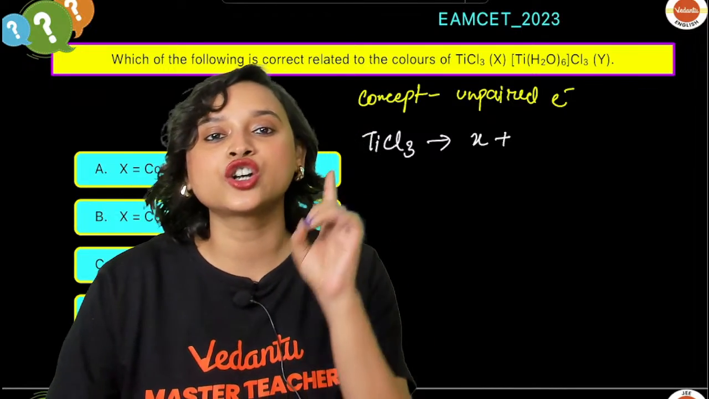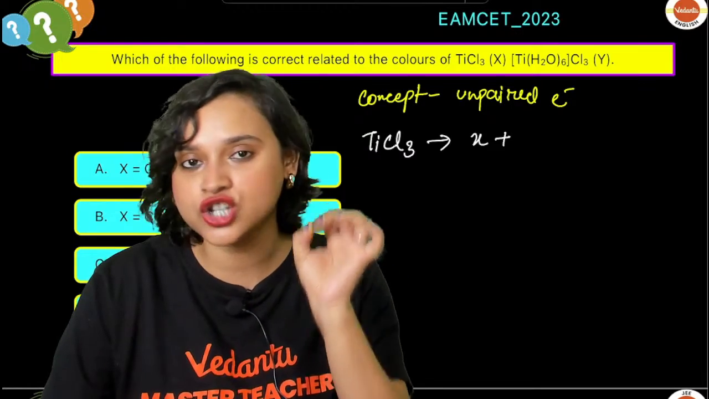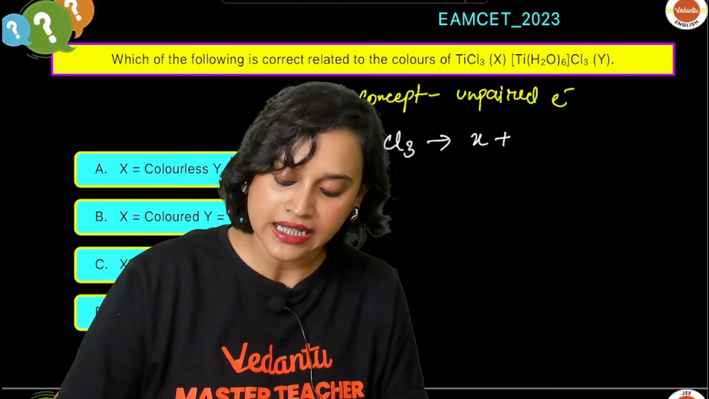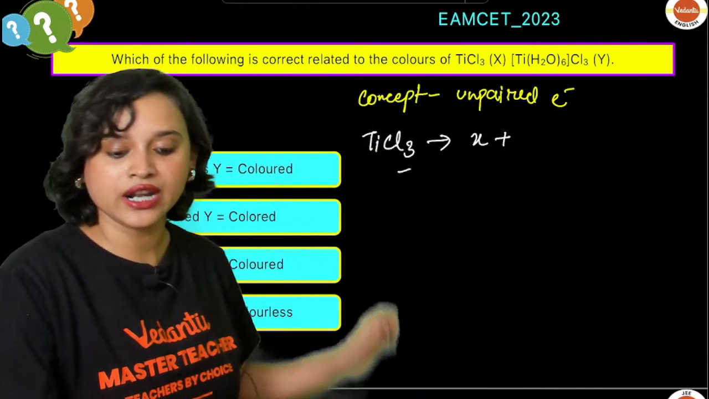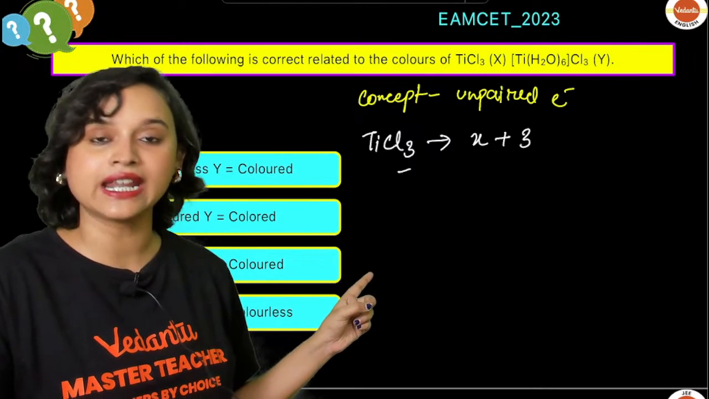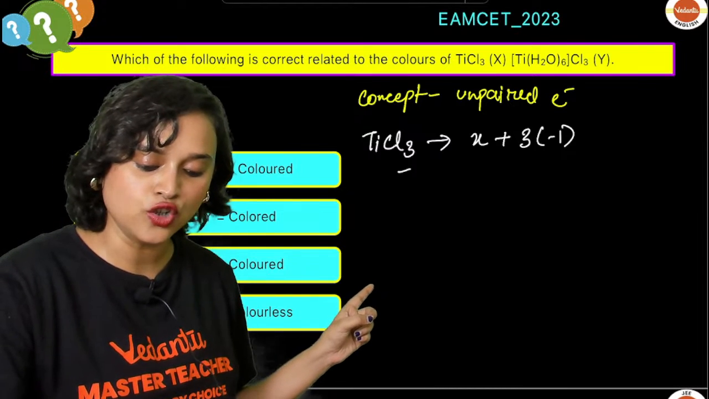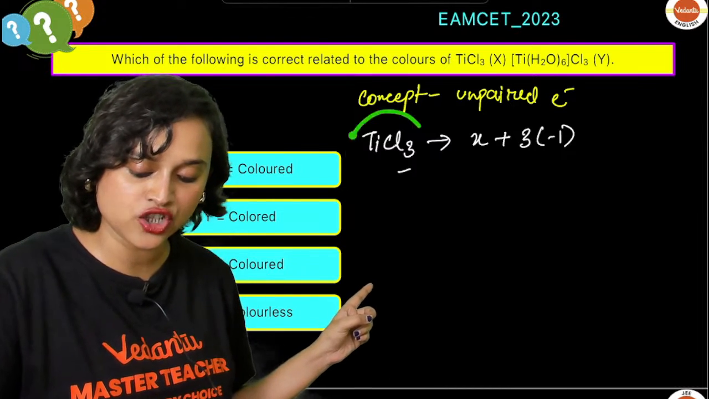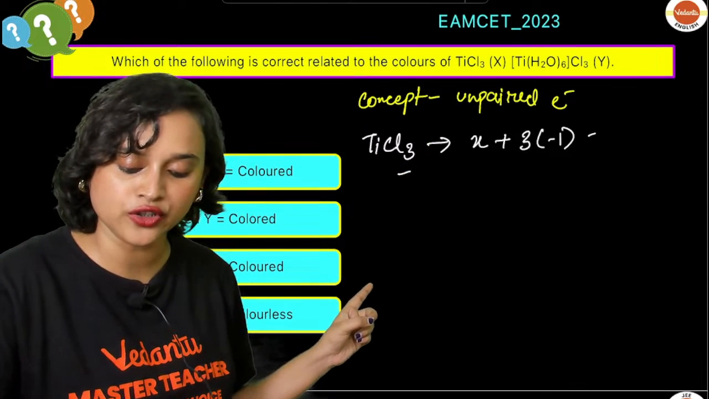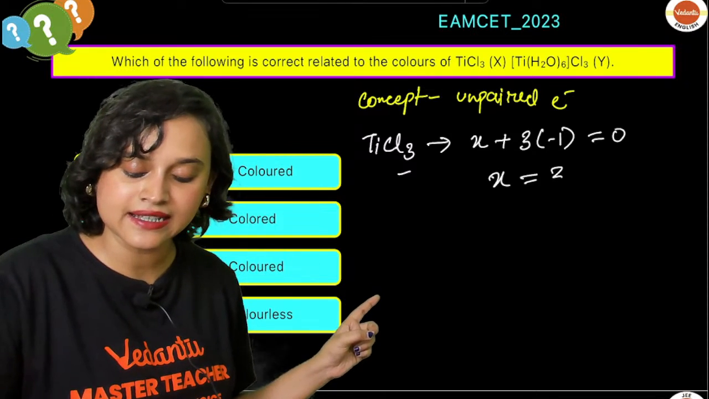And we know that chlorine ions have a -1 charge. So there are three chlorine ions, as you can all see. That means we will take 3 multiplied by -1, and overall there is no charge. Do you see any charge whatsoever on this compound? None whatsoever. So what are we going to do? We will equate this with 0. Now that means that X is equal to 3.